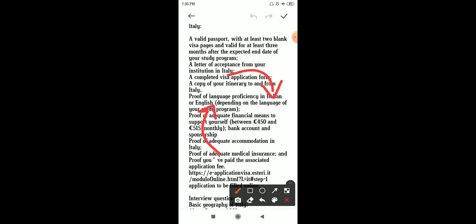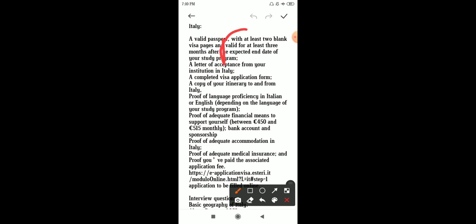What is the next thing? The next thing is very much important. What is it? It is the proof of financial means. Here it is written that it should be between 450 to 515 per month. So I'm going to share a tip with you.